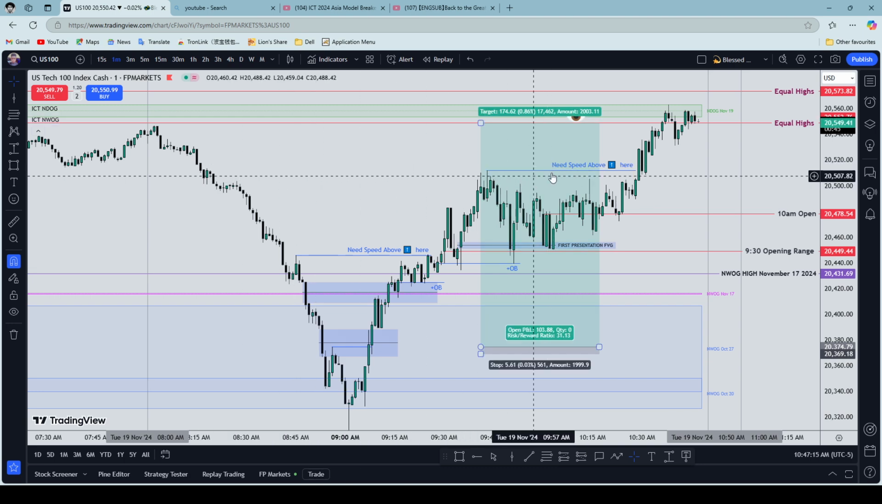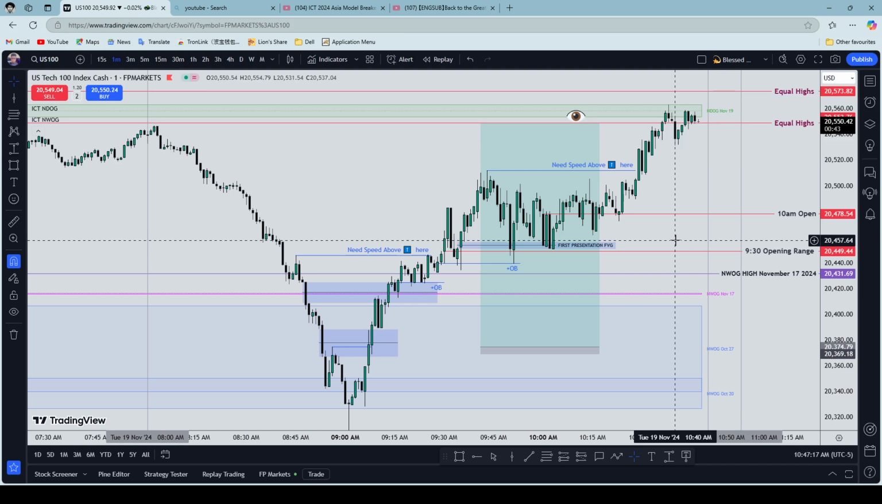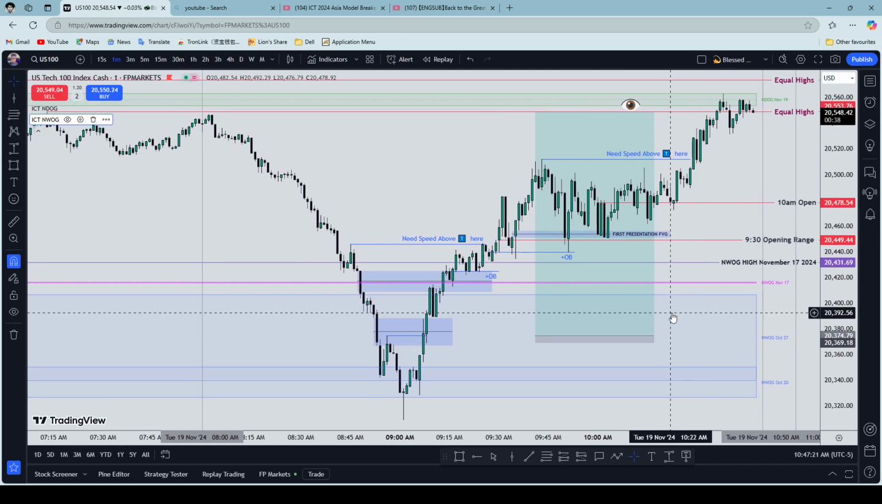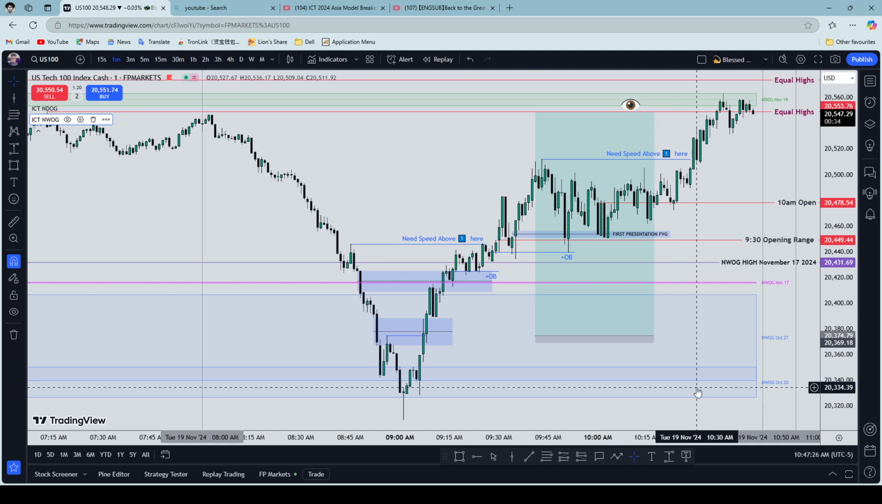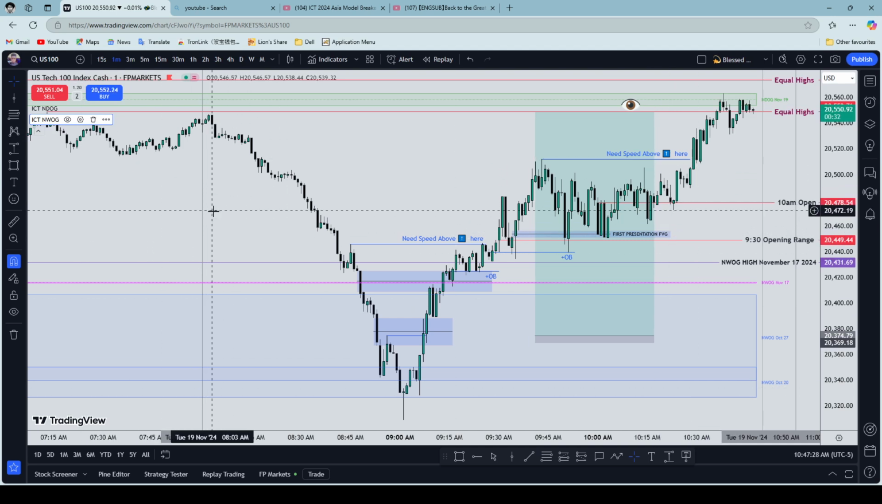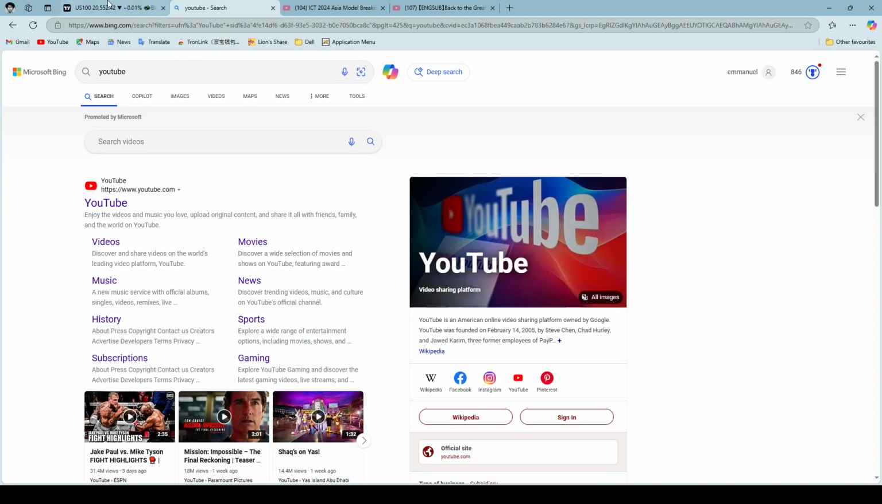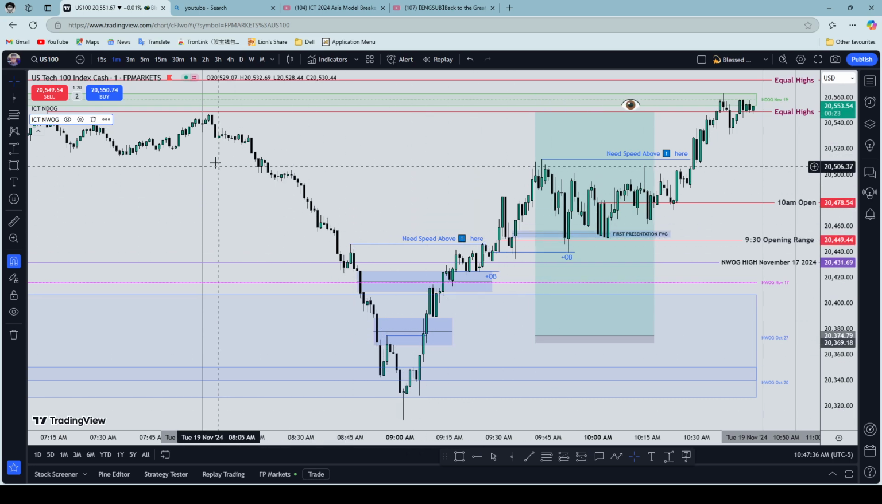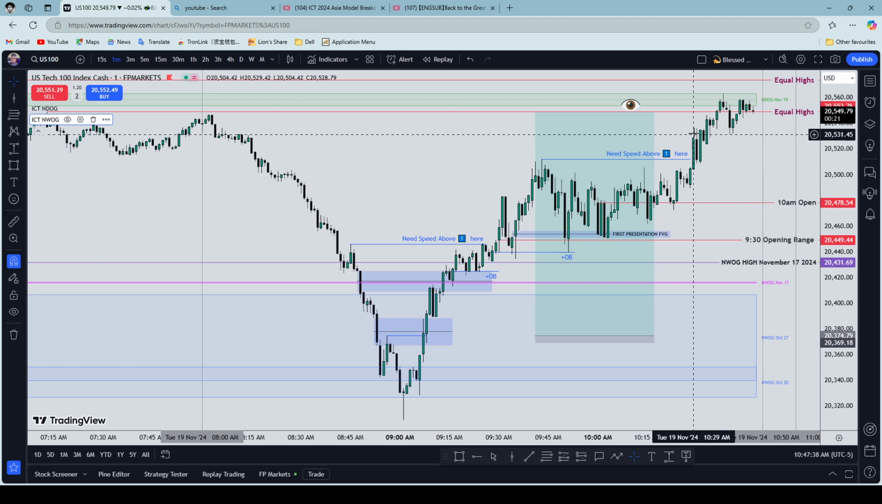Okay, so let's just do a review of what has actually happened in this market right here. Number one, what were the factors that allowed us to know that this was going to be a market maker buy model?